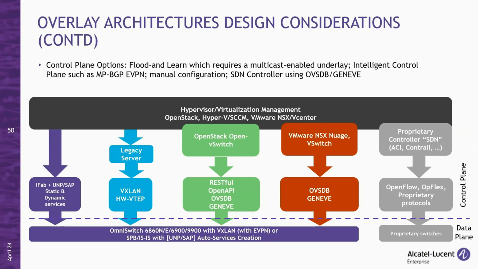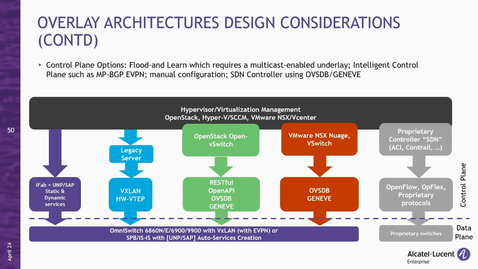The second option is to use an intelligent control plane protocol, such as EVPN. The third option is to use manual configuration, where each VLAN is manually mapped to a VNI, and the VTEPs are created manually as well. The last option is to use software-defined controllers, such as SDN controllers like VMware NSX or Nuage, which use OVSDB or Geneve for management and configuration of the hardware and software VTEPs.